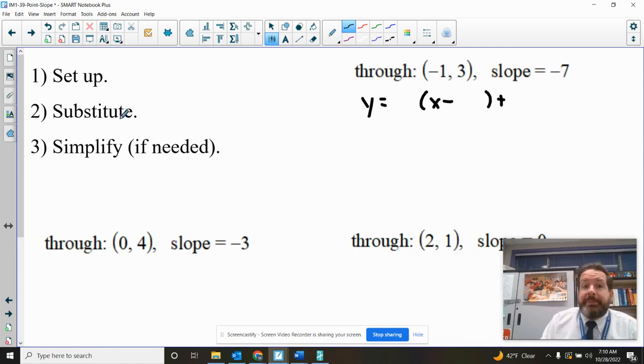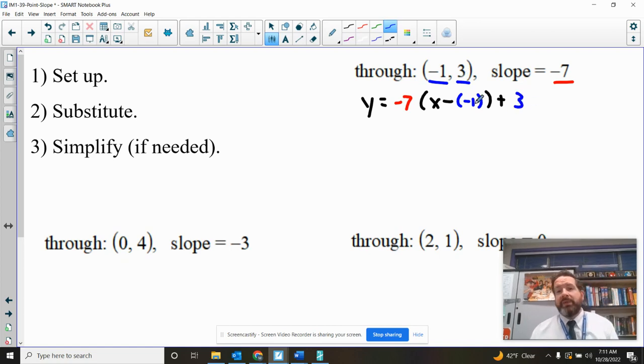Next up is the substitute step. That's where we take our slope, put it in front of the parentheses, and take your x1 and your y1 and put them where they go in the equation. The x coordinate with the x variable, the y coordinate on the back. The third step is to do any simplifying if needed. Here's what I mean by that.